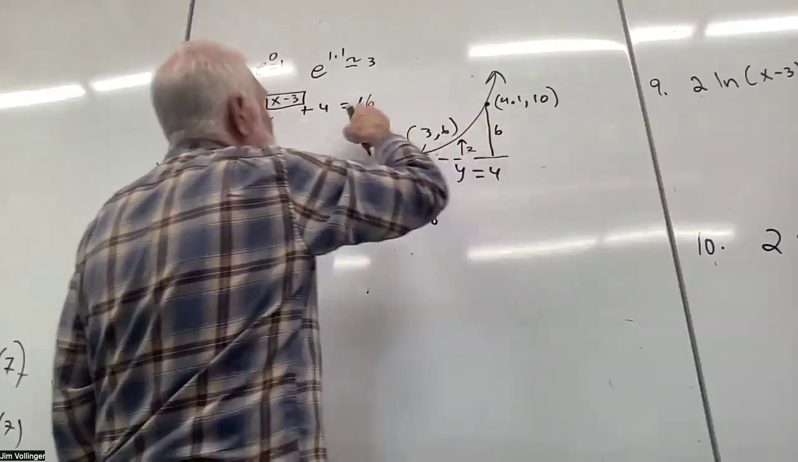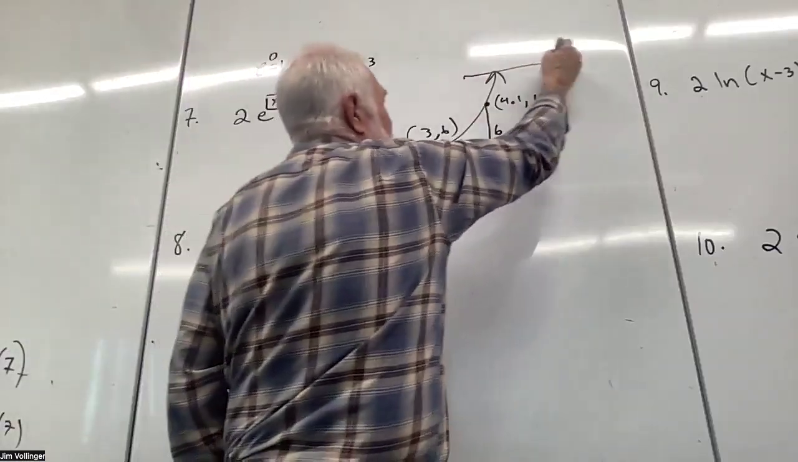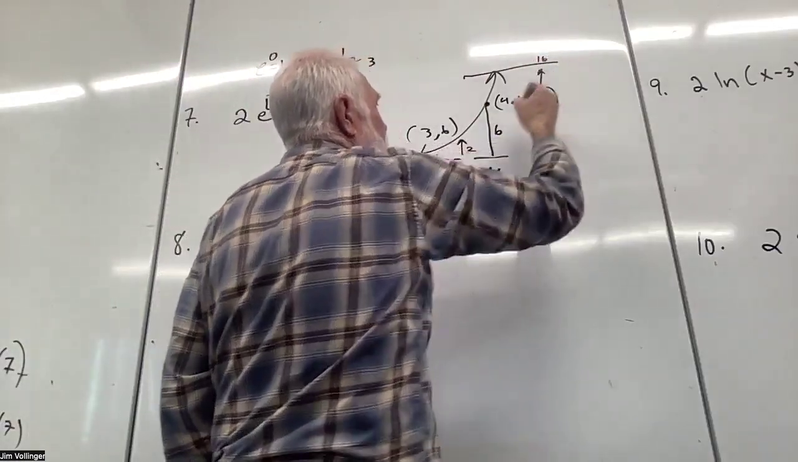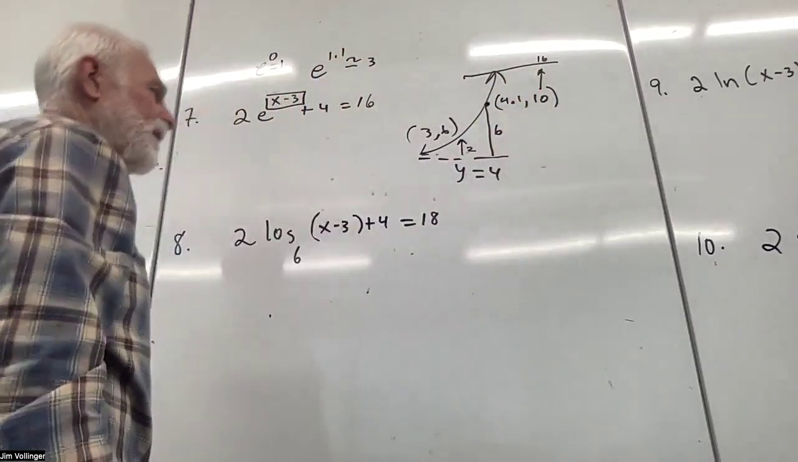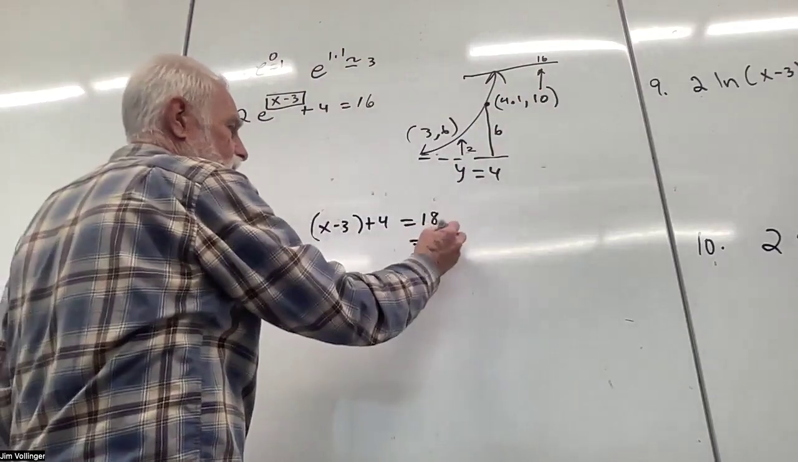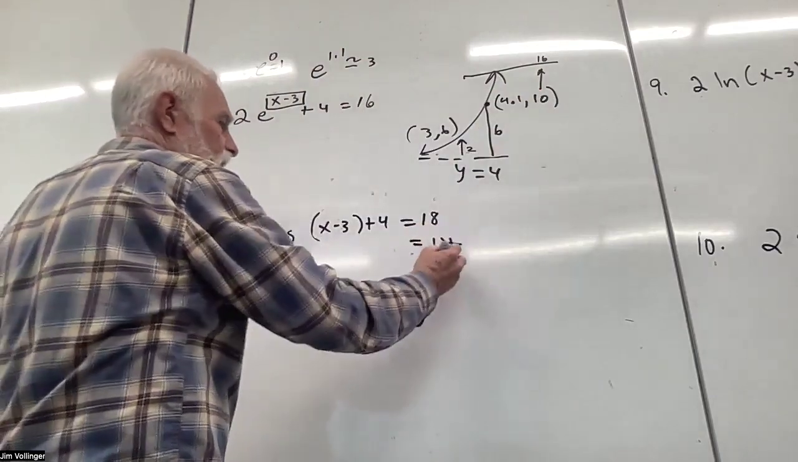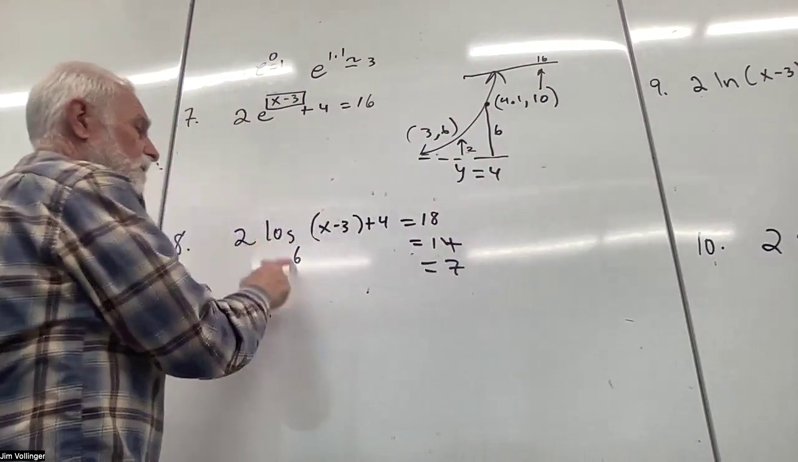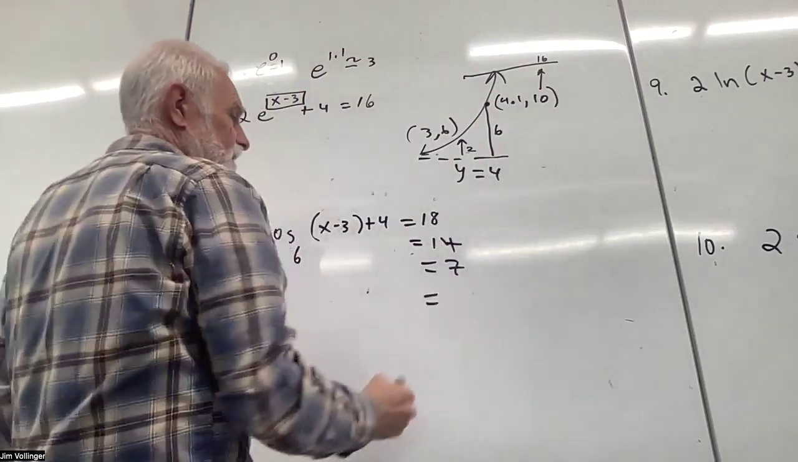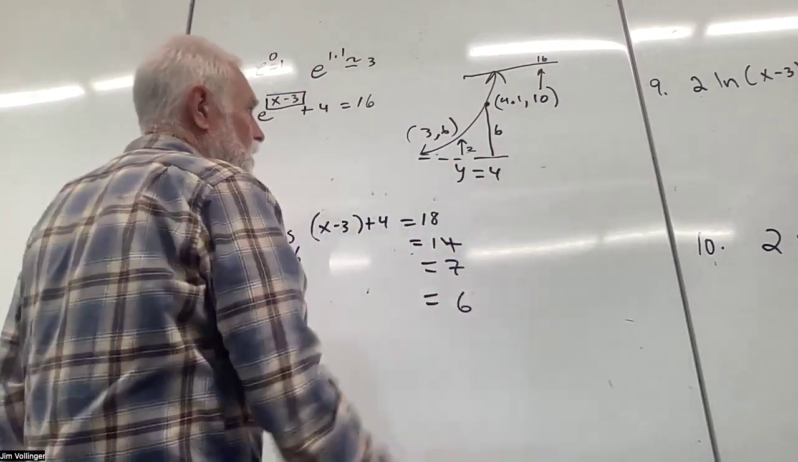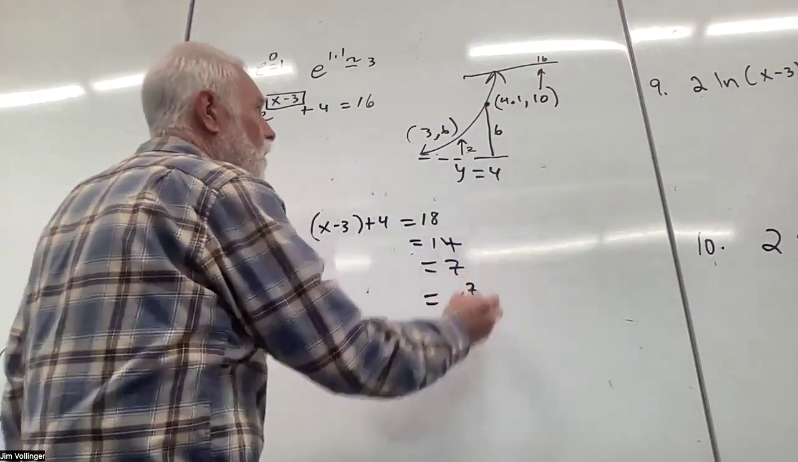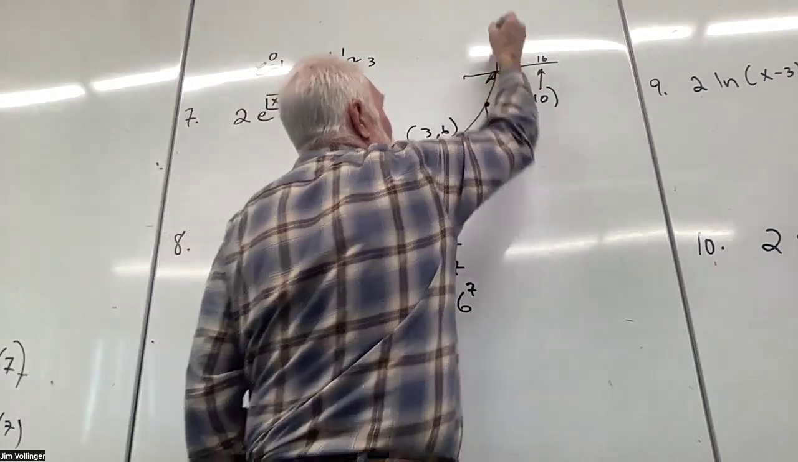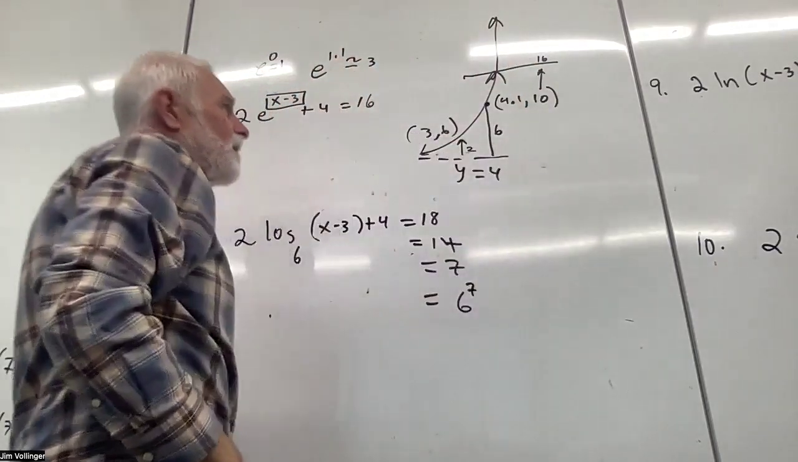And I want a height of 16. 16's bigger. It's up here. Bigger than 10. So I got a number that's going to be bigger than 4.1. Let's find it. Subtract 4. Divide by 2. What's the inverse of log base 6? 6 to the. Wow, are we going up fast? Woo! We are on that section of the curve.